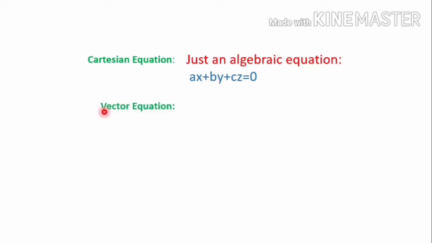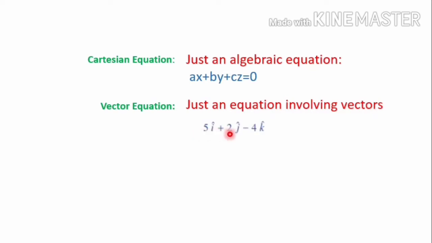And the next one is vector equation. It is quite familiar for us. It is just an equation involving vectors. Example, 5i cap plus 2j cap minus 4k cap.